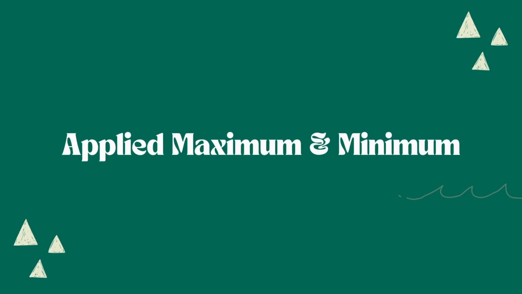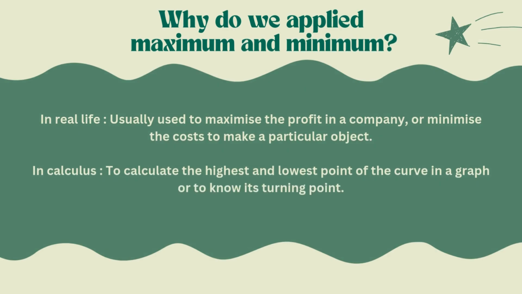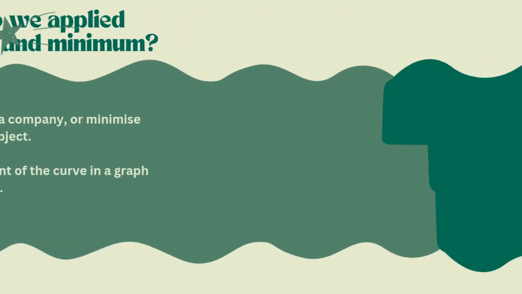Applied maximum and minimum. Why do we apply maximum and minimum? In real life, it's usually used to maximize the profit in a company or minimize the cost to make a particular object. Meanwhile, in calculus, it's used to calculate the highest and lowest point of the curve in a graph or to know its turning point.